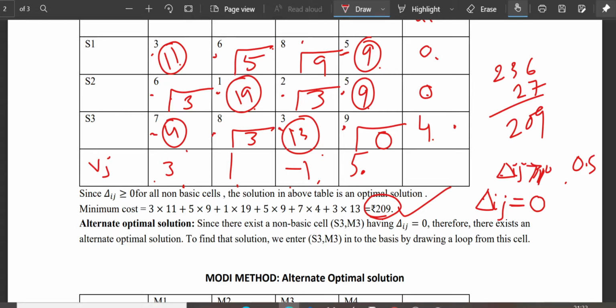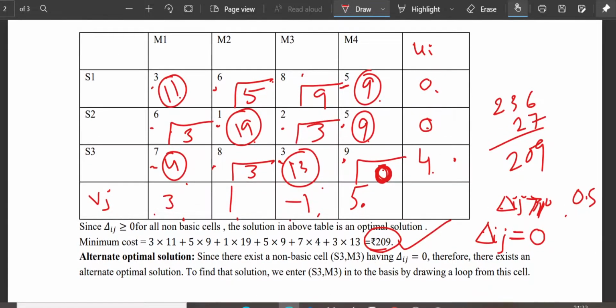So you can see the delta ij's. You all can see that I get this delta ij as 0. You all can see corresponding to this S3M4, the delta ij is 0. It indicates that alternate optimal solution exists. So if the question says you have to find out the alternate optimal solution, then write down this line: since there exists a non-basic cell having delta ij greater than or equal to 0, therefore there exists an alternate optimal solution.